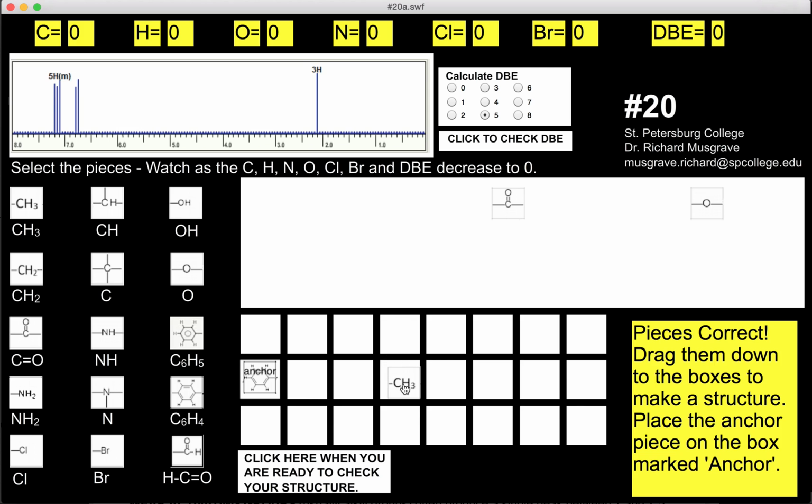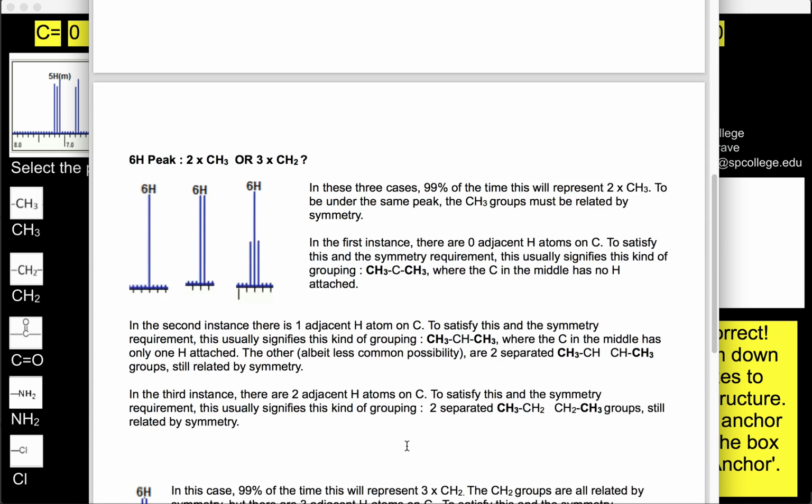Now it should be clear to you that there are going to be 2 possible ways that we can arrange this structure. We can have the C double bond O here and the O here, or we can switch them around and have the O here and the C double bond O here. We can tell which way it is by looking at a couple of things.